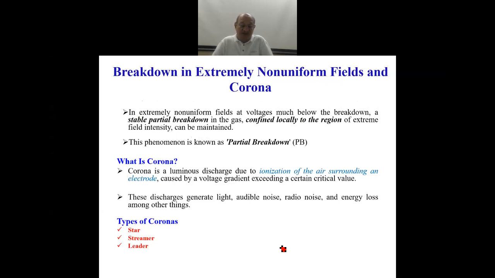We can distinguish between three types of corona. The three types of corona are star corona, streamer corona, and leader corona. Star corona, as I said, would look like a star in the sky. Streamer corona would look like a shower of discharge or shower of breakdown, like a water shower. It will look like an electrical shower of discharge. And the leader corona is something very, very strong, with luminous light. What you actually see as lightning is, you can say, leader breakdown or leader discharge.